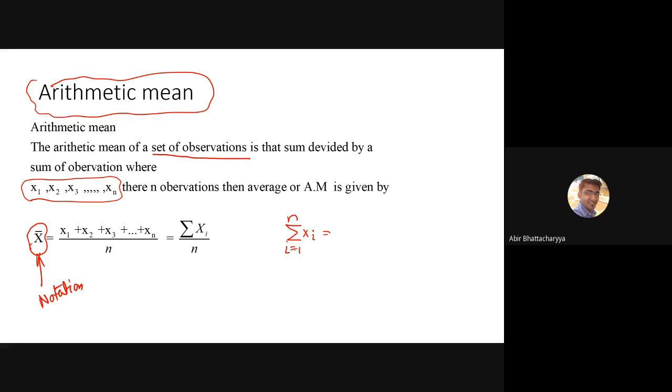This indicates the index. So we will put the value of i equals 1 to n, and gradually we will increase the value of i: 1, 2, 3. First, if I put i equals 1, I will get x1. This summation indicates there is one operator, called the plus operator. So for i equals 1 we get x1, plus i equals 2, x2, plus i equals 3, x3, plus and so on. What's the last term? The last term is i equals n, that means xn. So x1 plus x2 plus up to xn, we can write like summation of xi.